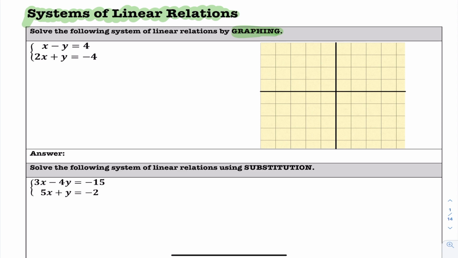There's two main types for graphing. You can either solve using x and y intercepts, or you can also solve using the point-slope method. So for the first equation here, let's go ahead and do this using x-y intercepts.